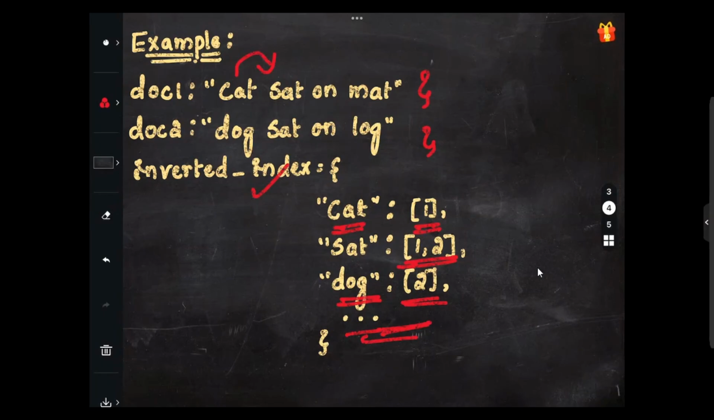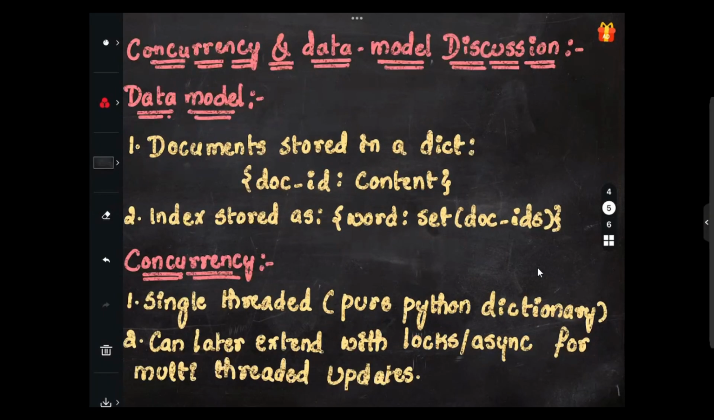Let's move on with concurrency and the data model. First let's go with the data model. Documents are stored in a dict as discussed, right? Document ID maps to the content, the input. The index is stored in this format: word to set of document IDs. So this is it for the data model. Let's move on with the concurrency part. We will be going with single-threaded, making use of a pure Python dictionary. This is fine, I believe.